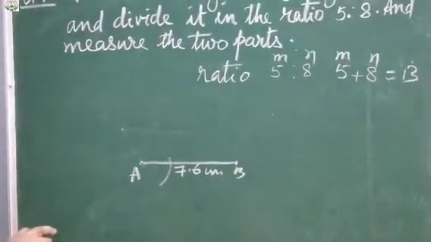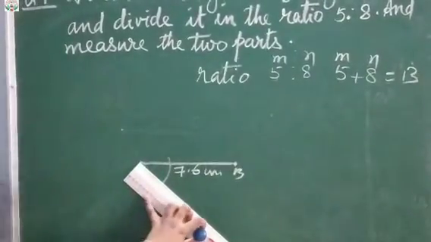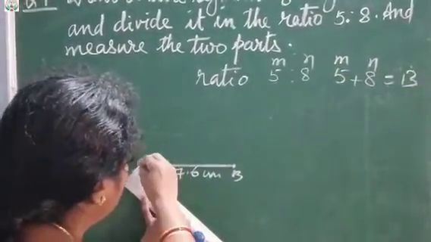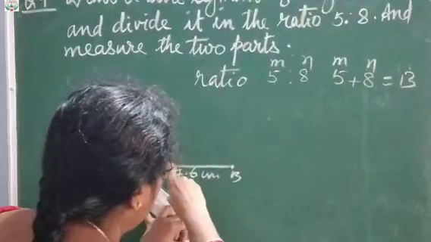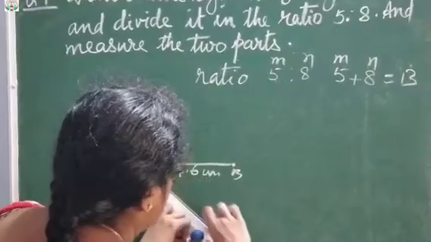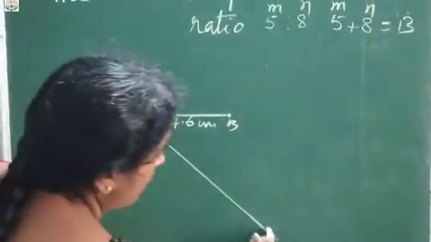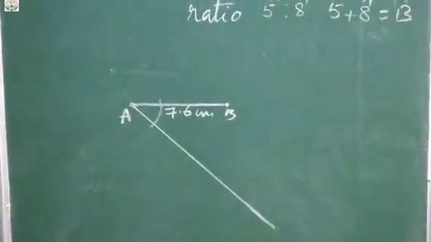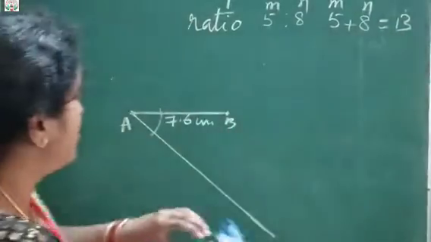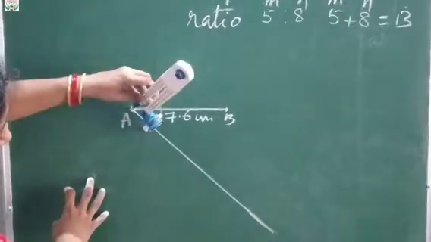So I will make any acute angle, and I will take the line likewise. From here I will make an acute angle likewise. Construct an acute angle. Now, how many divisions do we need? 13 divisions. Take a small measurement and then start cutting 13 divisions.